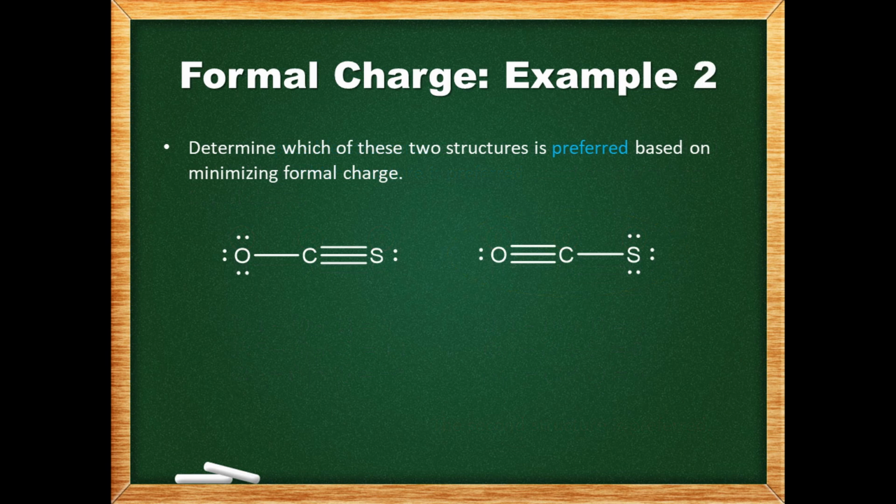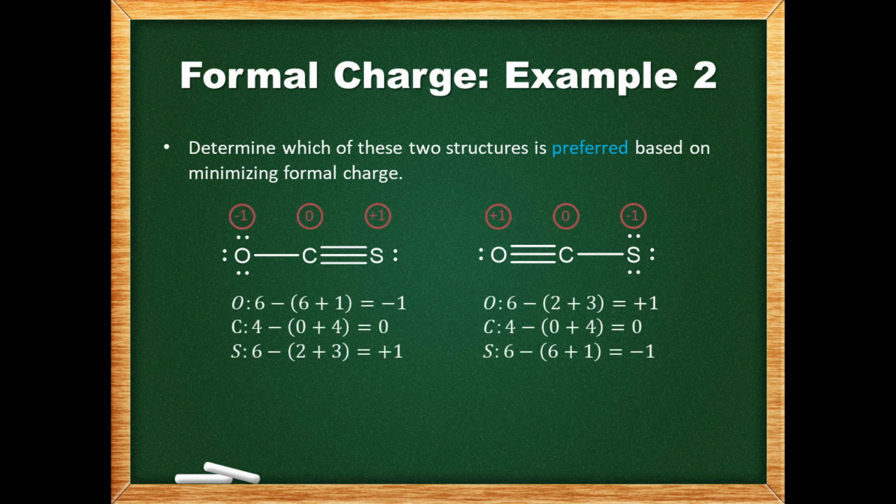As another quick example, we need to determine which of these pre-drawn structures is preferred based on minimizing formal charges. Once again, this is a good time to pause the video and to try and make the determination yourself before seeing the final answer. We'll skim over the calculations of the formal charges, though it's still shown here and is exactly the same procedure we used in the previous problem. Notice that both structures have formal charges of -1, 0, and +1, so we need to look a bit closer at them to determine which is more stable.